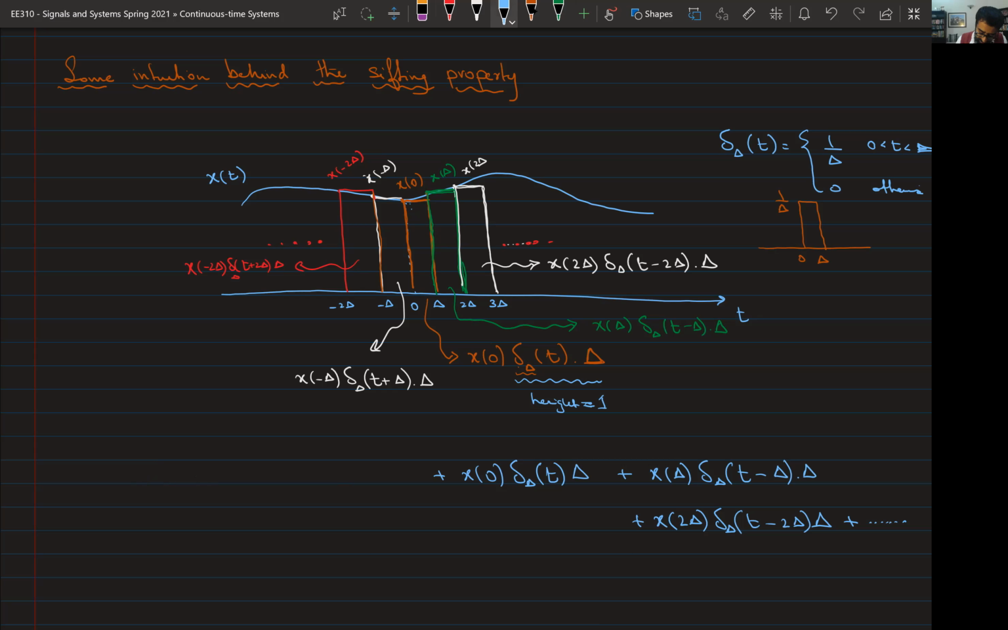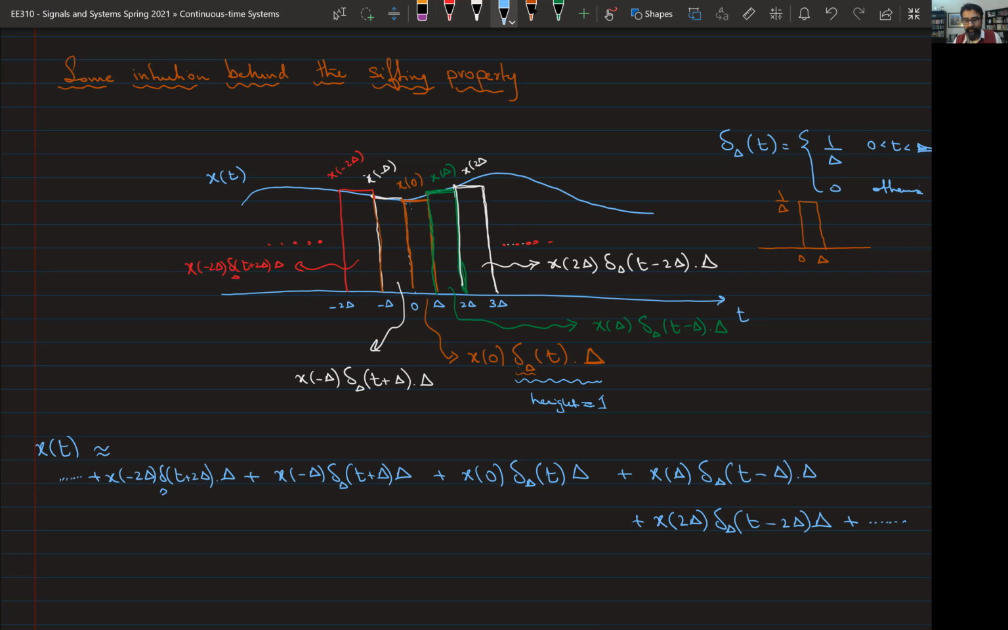So x of minus delta t plus delta times delta, x of minus 2 delta t plus 2 delta times delta, and all the way up to minus infinity. So this is an approximation.